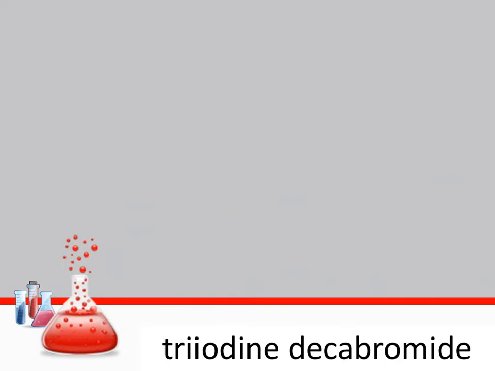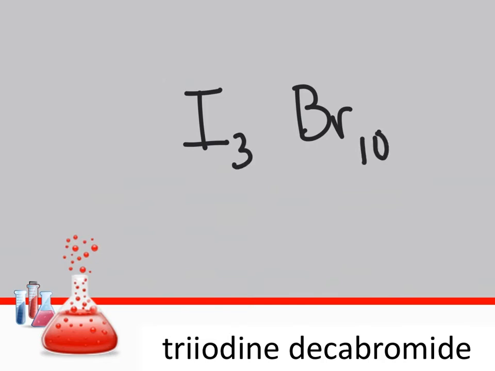Triiodine decabromide. So iodine is a nonmetal. Bromide is a nonmetal, so I'm dealing with covalent here. And you see the prefixes? The prefixes always give it away. If you see prefixes, it's covalent. So I'm going to identify the symbols: I for iodine, Br for bromine, and then the 3, tri is 3, and deca is 10. So that's how I would write the formula for a covalent compound.